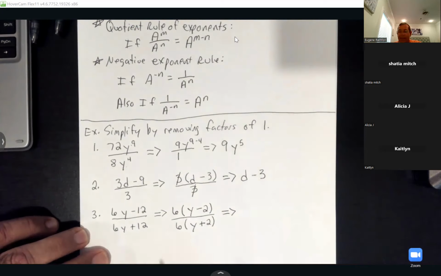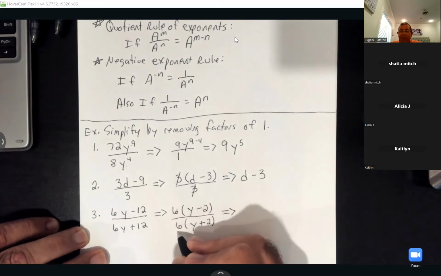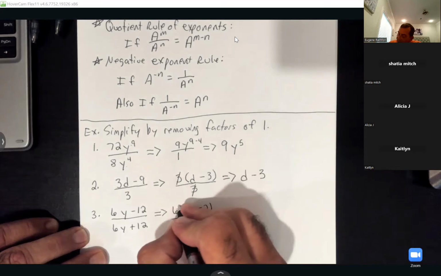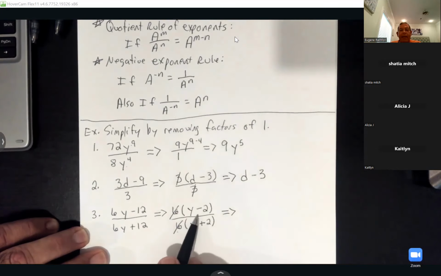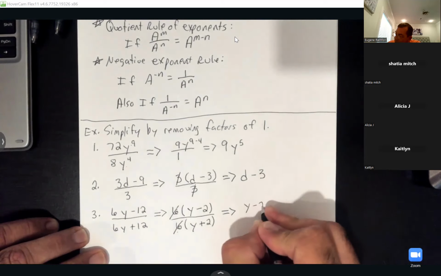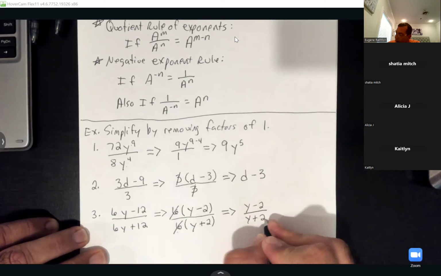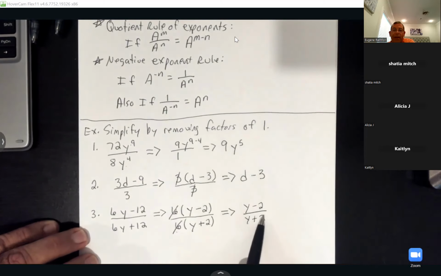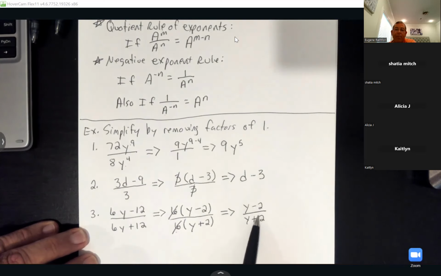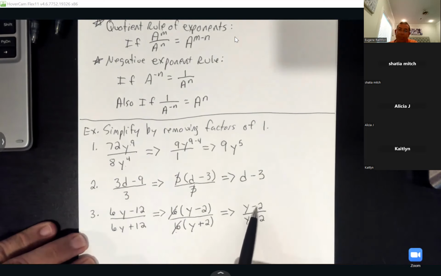So y'all notice what happens again. 6 divided by 6 is a factor of 1, so I'm going to divide out the 6's. And that leaves us a y minus 2 over a y plus 2. Now, we cannot cancel anything on this because they're both not being added or both not being subtracted. When you've got binomial factors, they have to look exactly the same for me to cancel them out. So since one's minus and one's plus, this doesn't simplify any further, and that'd be our final answer.